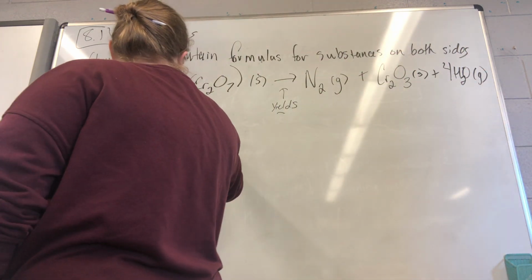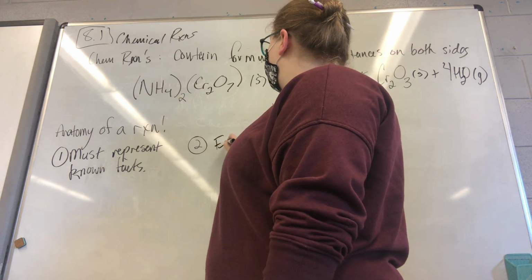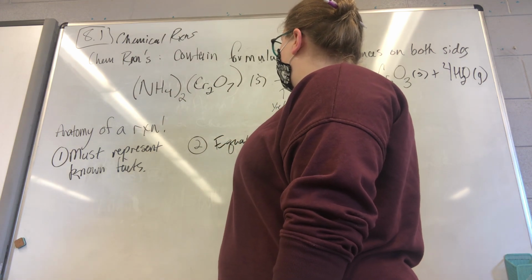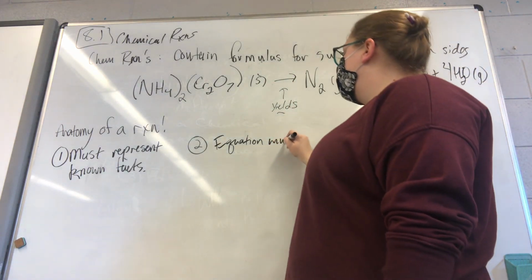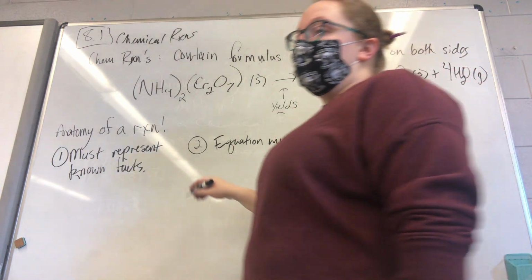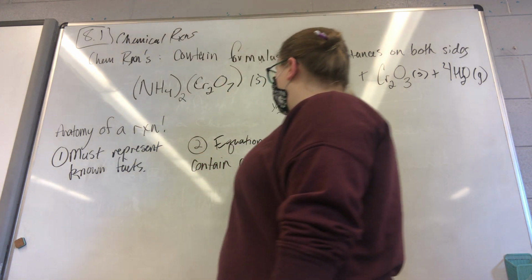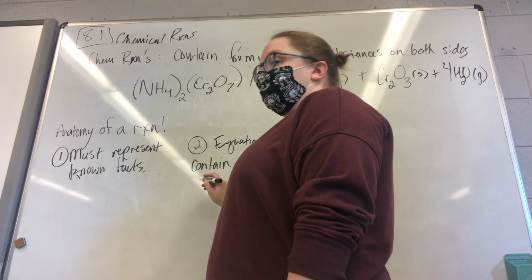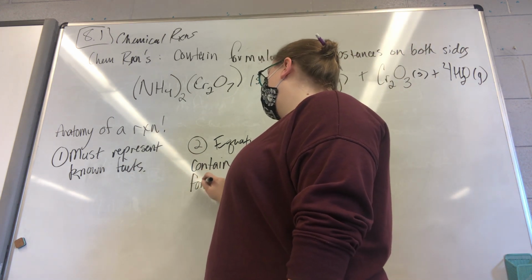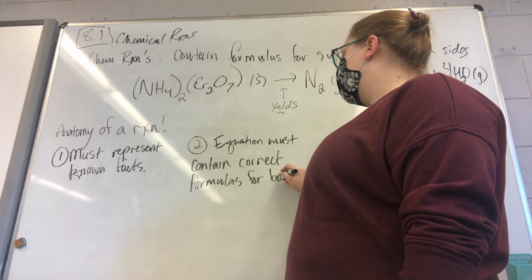Rule number 2. The equation, so this is called an equation, chemical equation, right? Must contain the correct formulas for both reactants and products.